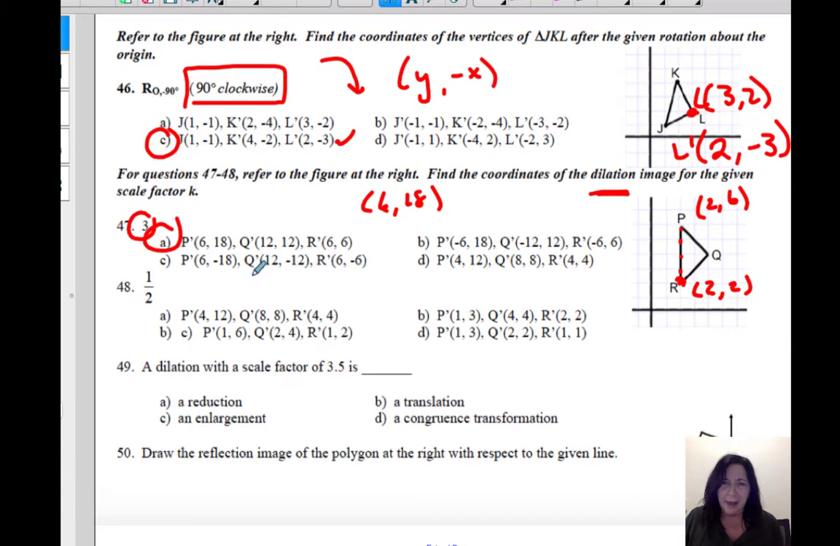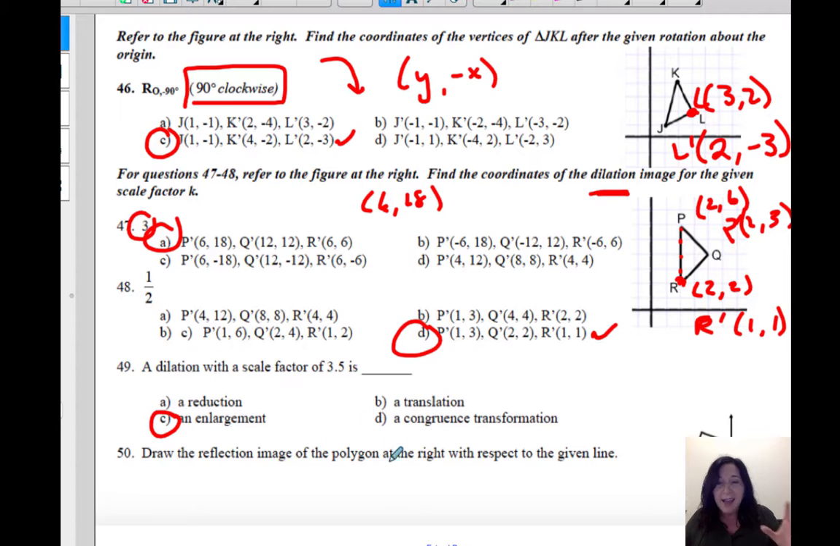This is saying take it by a half. So a half of this is going to be (1, 3) for P. R would be R prime, and half of that would be (1, 1). So I'm looking for R being (1, 1). Here's (1, 1). And I'm looking for P being half, (1, 3). Check. It's got to be D. A dilation with a scale factor of 3: you're making it bigger, so it's an enlargement. It's a reduction if it's less than 1, like a half, a third, a fourth. A translation moves something.